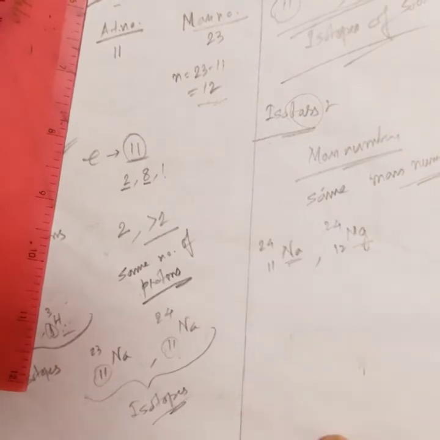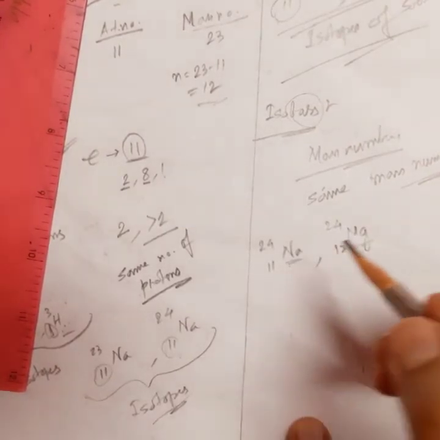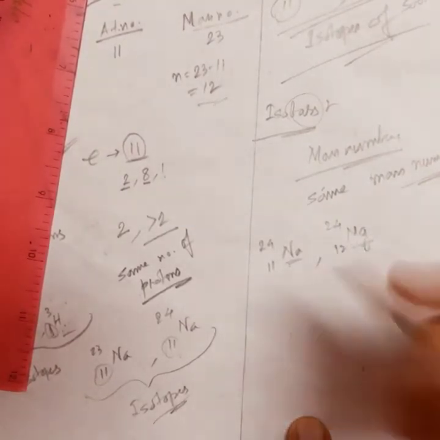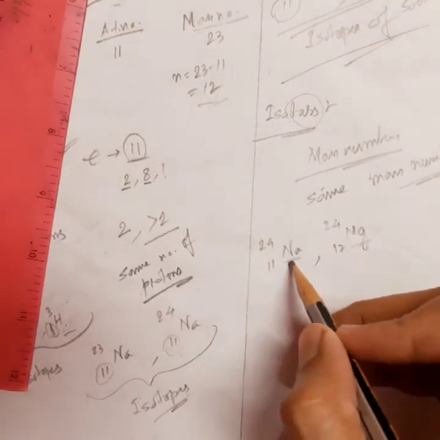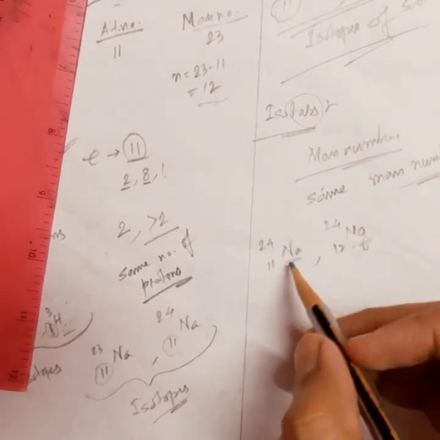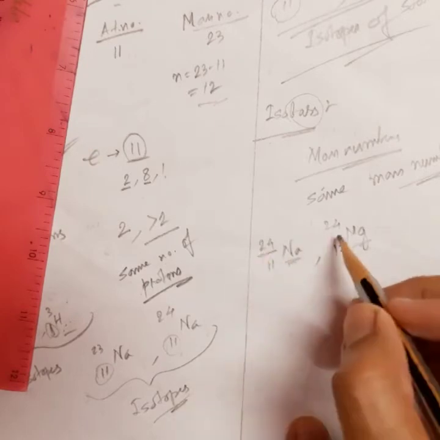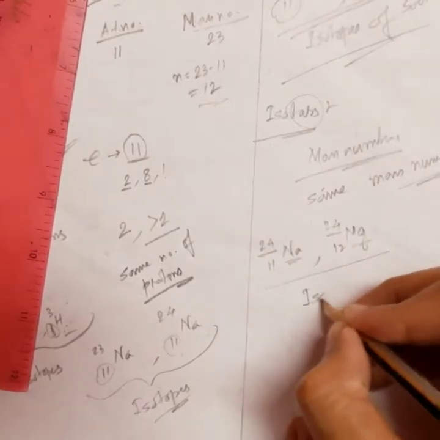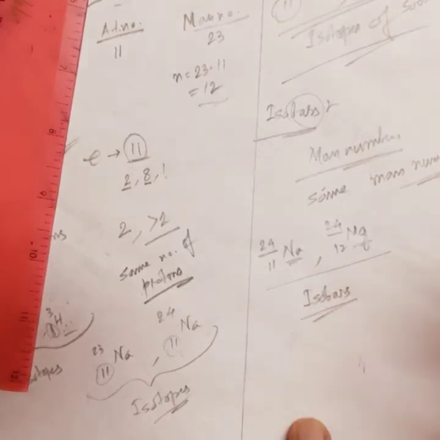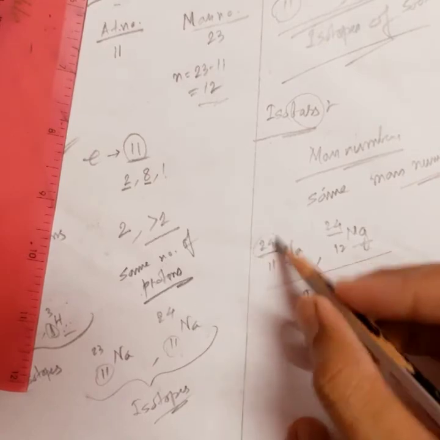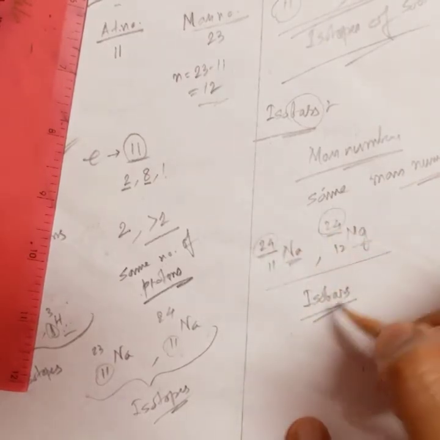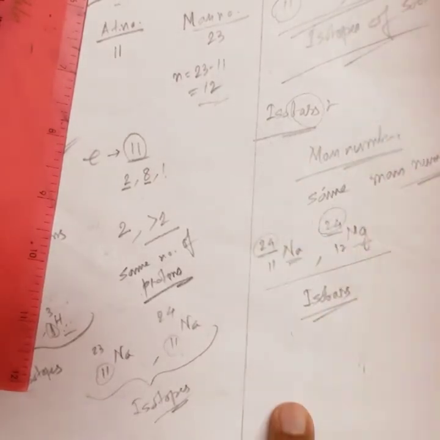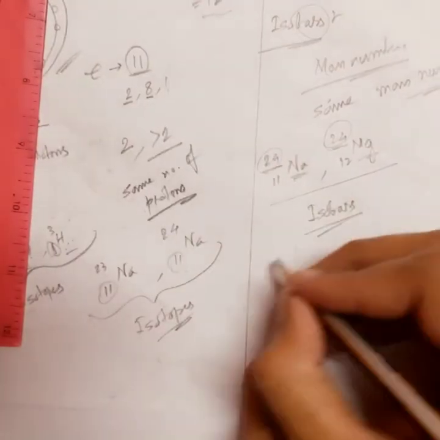As we are discussing, there are two atoms, sodium and magnesium. For sodium the mass number is 24, and for magnesium also the mass number is 24. So they are isobars of each other. If there are two or more atoms with the same mass number, they are called isobars.